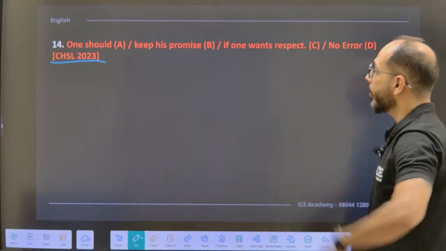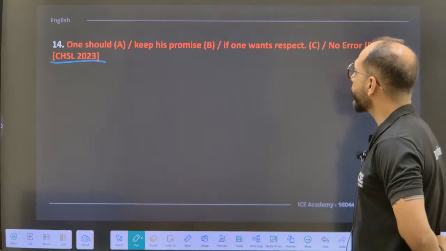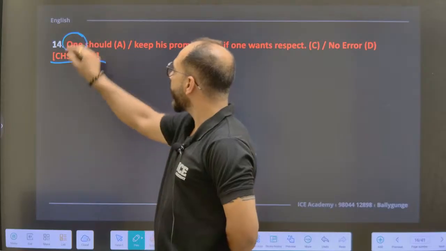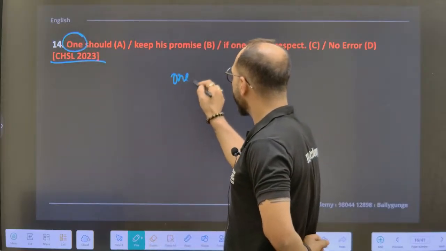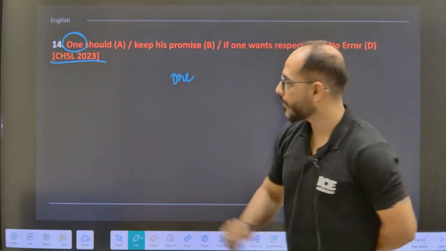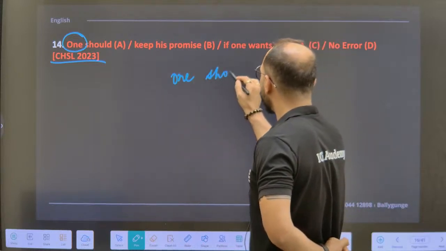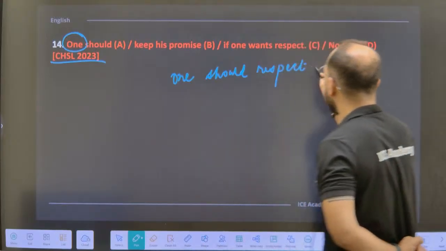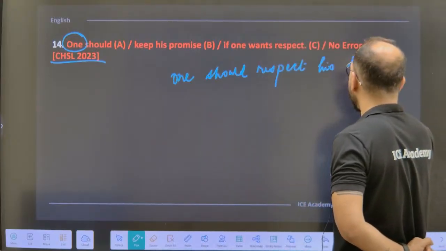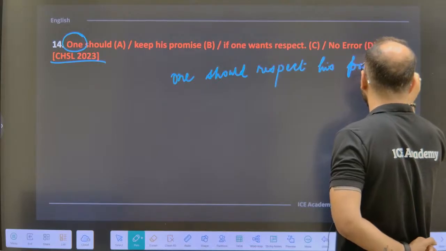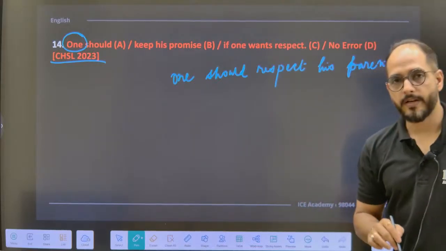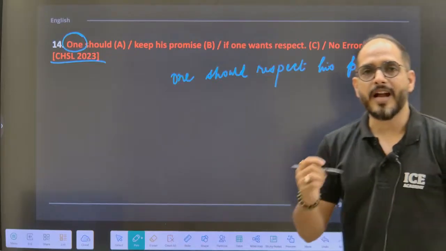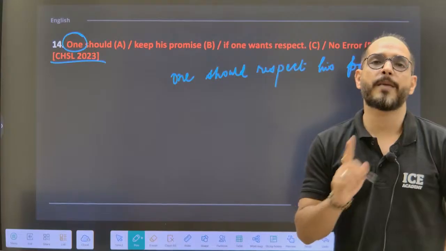দেখো, one should keep his promise if one wants respect. In this sentence, one, that is the subject. Now, let me write a sentence. One should respect his parents. One should respect his parents. This is a normal sentence. We always use these kinds of sentences which is grammatically wrong.